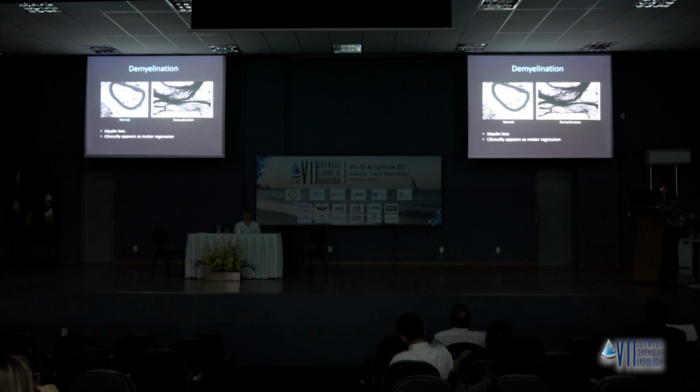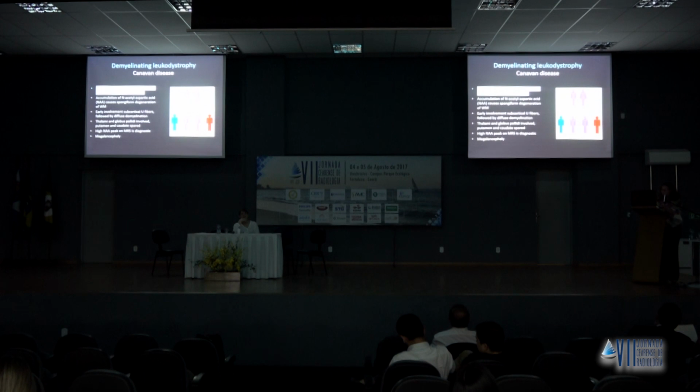So now we're going to move into demyelinating leukodystrophies. Here's an example of normal myelin, and this is what normal myelination looks like. These children have been progressing normally, but then they lose their milestones. So they're going to have motor regression, and that's what's typical for demyelination. So first case, Canavan's disease.